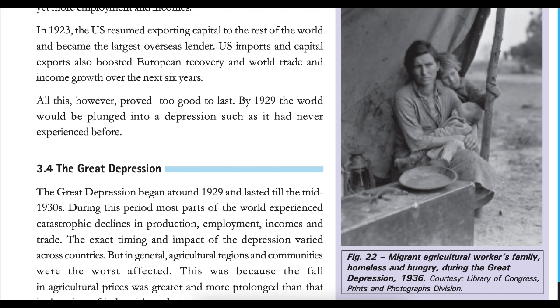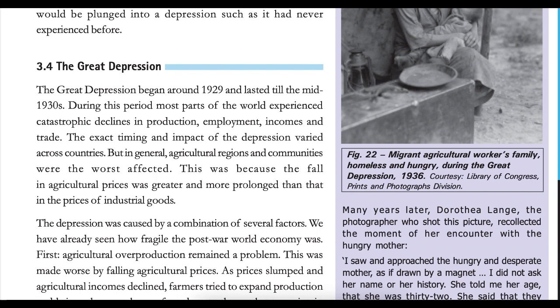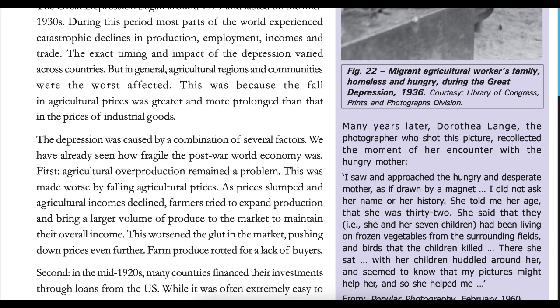The Great Depression. The Great Depression began around 1929 and lasted till the mid-1930s. During this period, most parts of the world experienced catastrophic declines in production, employment, incomes, and trade. The exact timing and impact of the depression varied across countries. But in general, agricultural regions and communities were the worst affected. This was because the fall in agricultural prices was greater and more prolonged than that in prices of industrial goods.